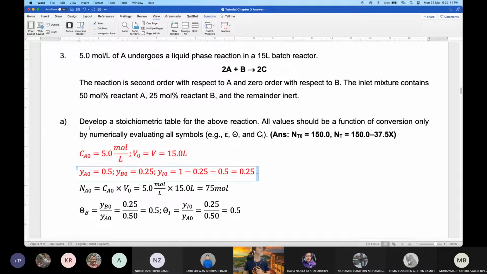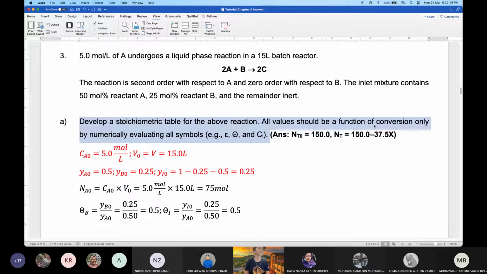The question says, develop a stoichiometric table for the reaction. All values should be a function of conversion only by numerically evaluating all symbols. Okay, so soalan dia macam panjang kan, tapi basically dia nak apa? Dia nak kita buat table. Dia kata dalam table ni, everything must be in numbers except for your x. So dia kata function of conversion. Maknanya everything else must be in numbers except your x. Dia is left as it is. So x tu tinggal, yang lain semua dalam bentuk number.